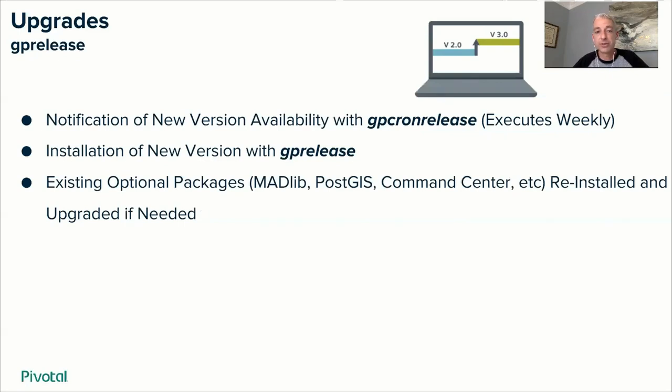gpcronrelease executes weekly, and it checks for new versions. When there is a new version available, it will update the message of the day. So when an administrator SSHes into the master node, he or she will see the message saying, hey, there's a new version available. Run gprelease to upgrade to the new version. There's also a video of this on YouTube that shows you how it actually works.